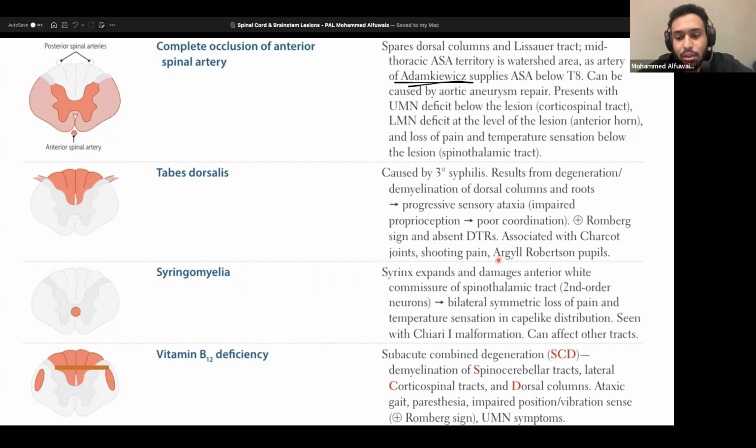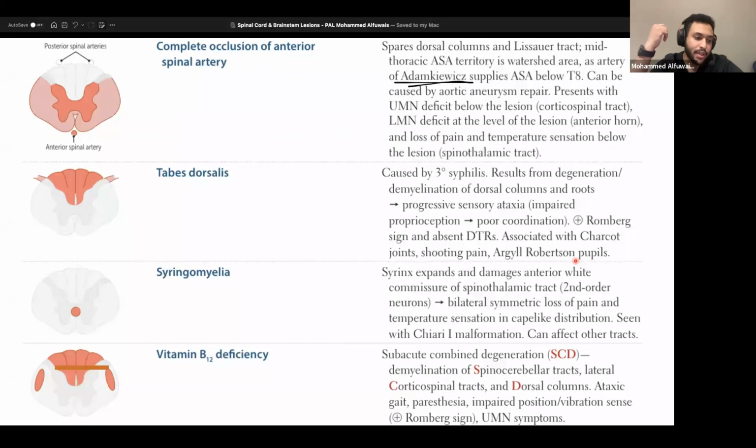Now, the next thing is Argyll-Robertson pupils. You won't need to know this specifically, but just to mention, the pupils will constrict due to two things: either you shine light into their eyes, or you do the accommodation reflex. As you come closer, the pupils will constrict to accommodate for the object coming closer. With Argyll-Robertson pupils, they will constrict due to accommodation, but they won't due to light shining in their eyes. That's all you need to know for Argyll-Robertson pupils. It's just a hint in case.